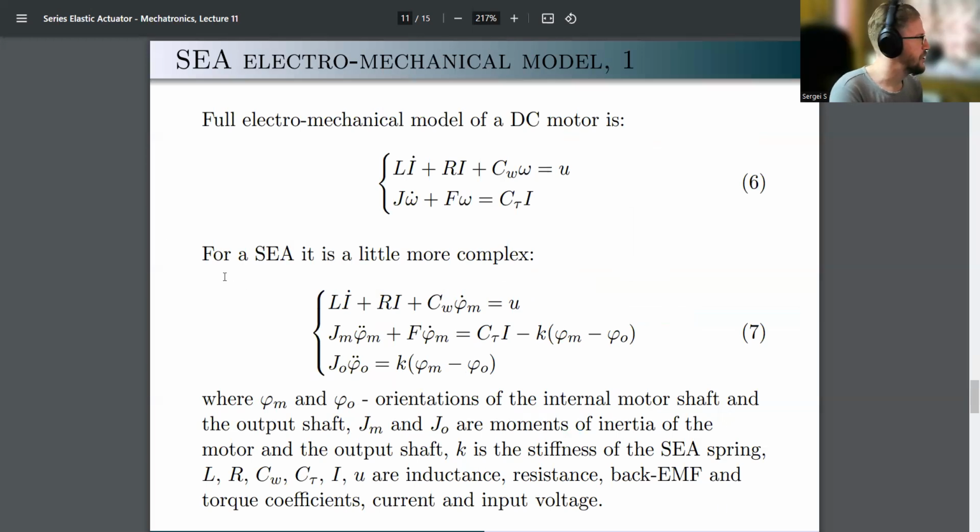Okay, so you can see that this model that we had previously is a second order model. We have two independent first order ODEs. First one, second one.